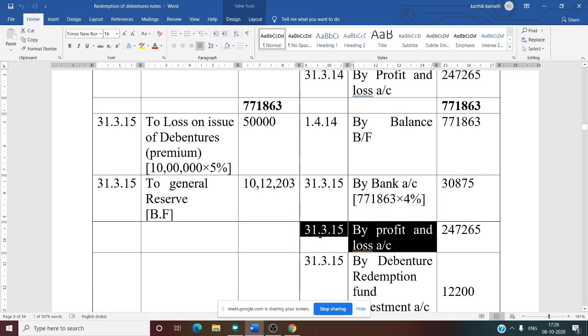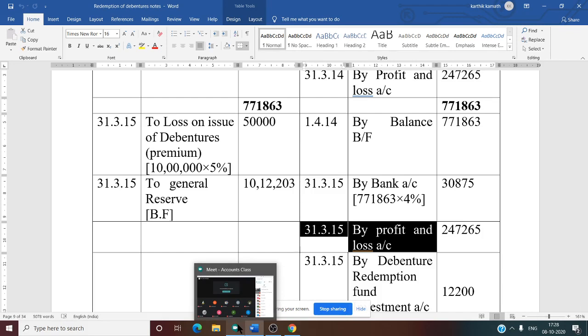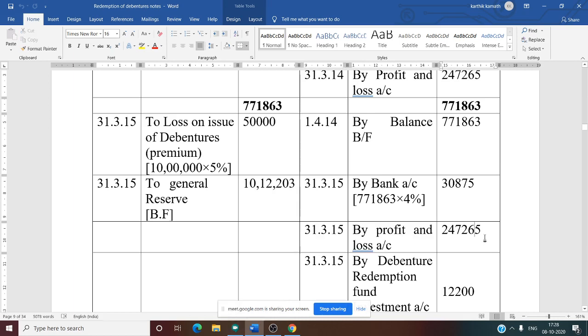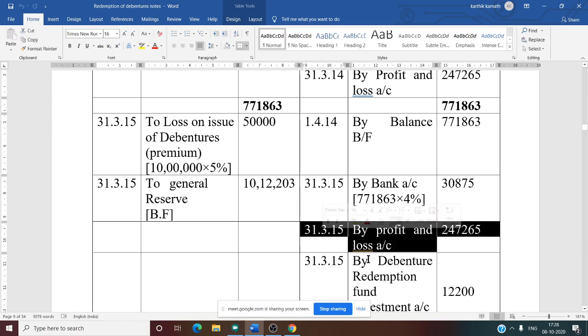Then after that, every year you need to set aside a certain amount, isn't it? So by profit and loss account is there for every year. For all the 4 years by profit and loss account is there, but bank account is there for 3 years, except the first year. In the first year there is no interest, and in all other years there is interest. So now the profit and loss account amount is 2,47,265.